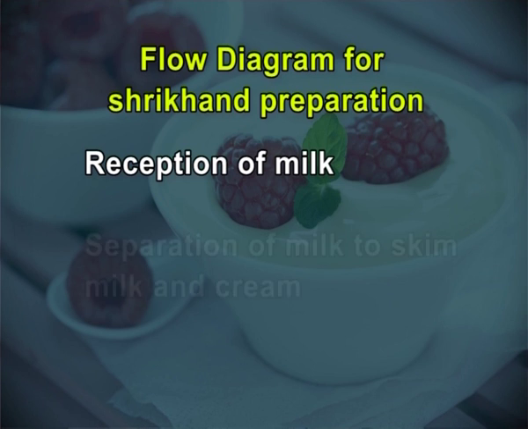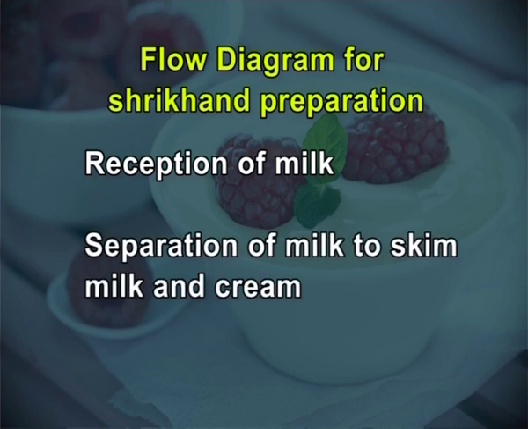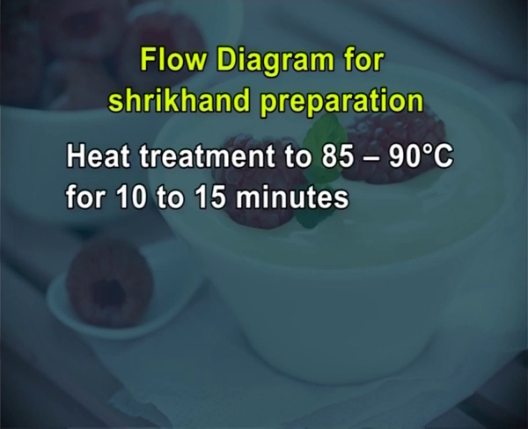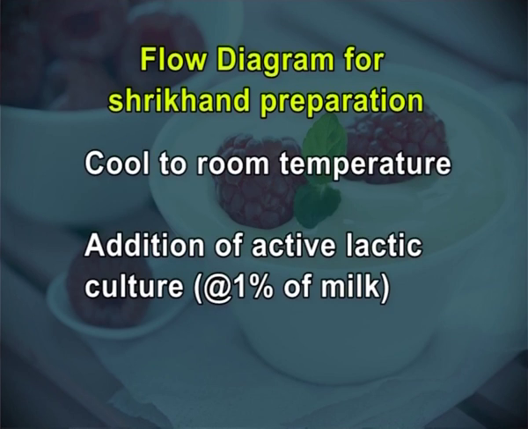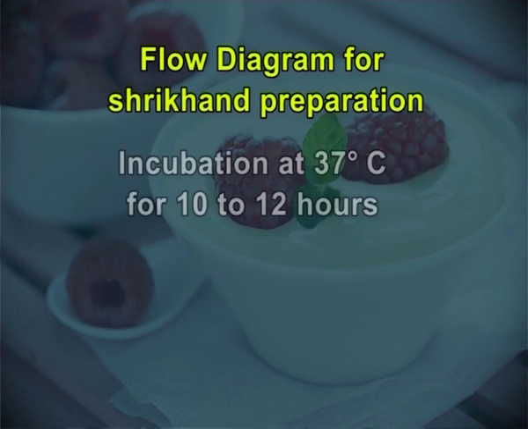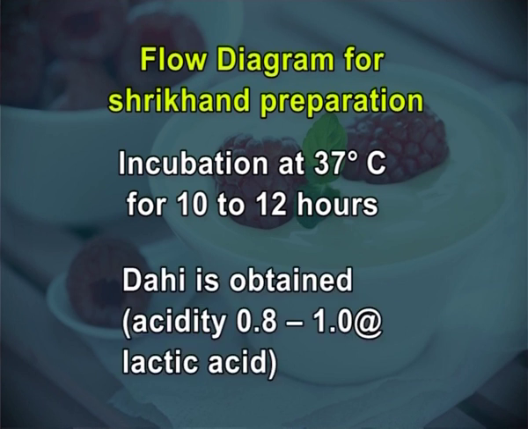Reception of milk. Separation of milk to skim milk and cream. Take skim milk. Heat treatment to 85 to 90 degrees centigrade for 10 to 15 minutes. Cool to room temperature. Addition of active lactic culture at 1% of milk. Incubation at 37 degrees centigrade for 10 to 12 hours. Dahi is obtained. Acidity 0.8 to 1.0% lactic acid.